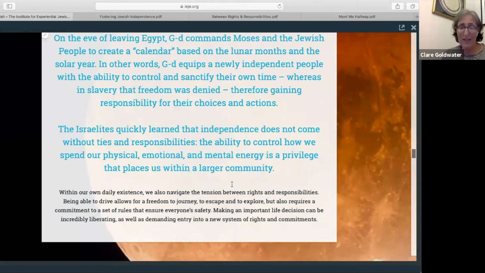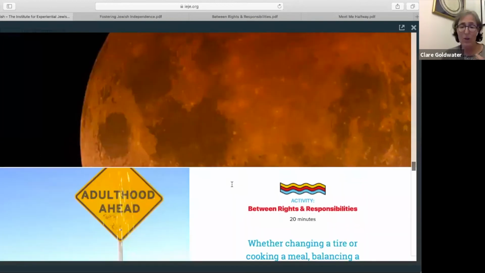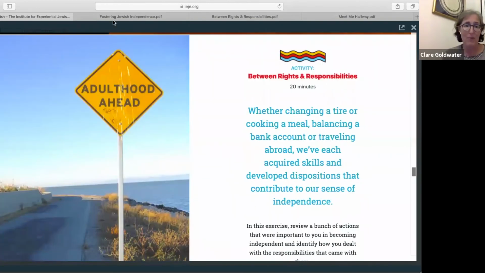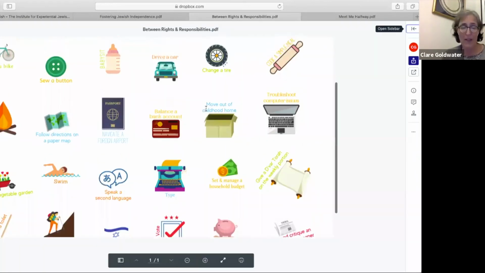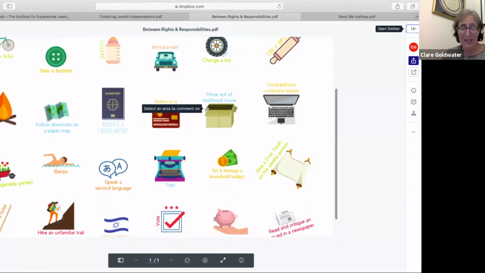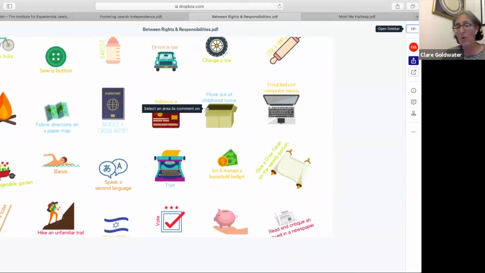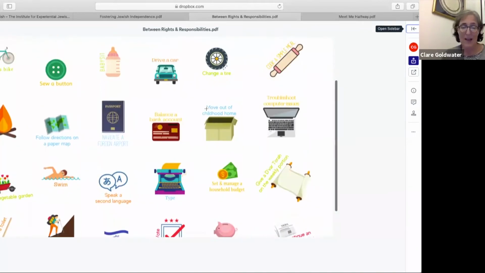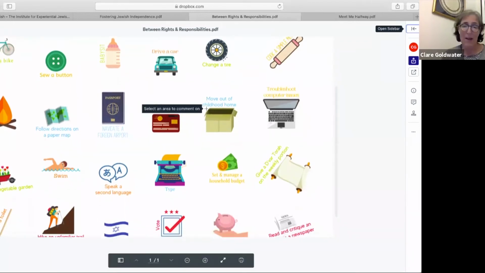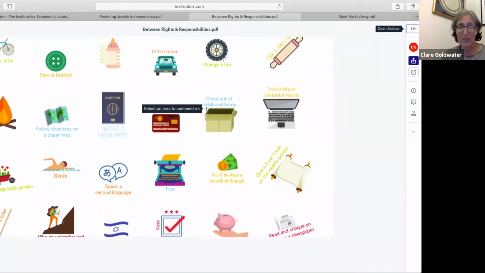So the trade-off is the second conflict of independence, which is, it's great, but it's also really burdensome sometimes. Being independent is wonderful. Having all those skills for adulthood, which we looked at before, also comes with a set of responsibilities with the rights. And this activity, which goes with this, asks you to consider and talk about the rights and the responsibilities.